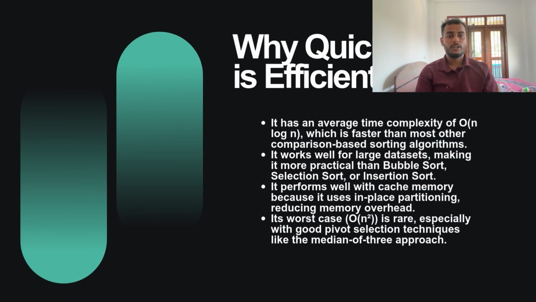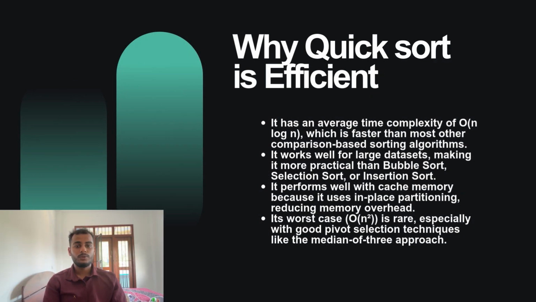Now let's talk about why quicksort is efficient. Quicksort is one of the most efficient sorting algorithms because it has an average time complexity of O(n log n), which is faster than most other comparison-based sorting algorithms. It works well for large data sets, making it more practical than bubble sort, selection sort, or insertion sort. It performs well with cache memory because it uses in-place partitioning, reducing memory overhead.